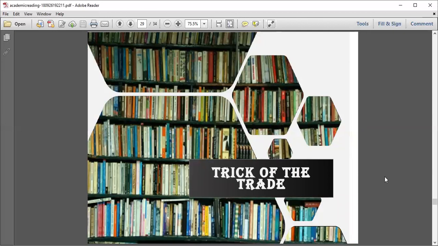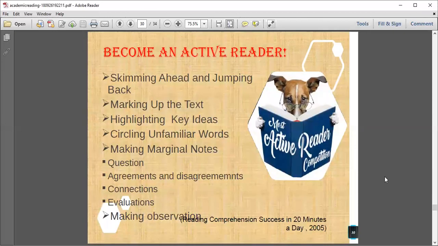Now, come to the trick of the trade. Become an active reader. How? By skimming ahead and jumping back. Become an active reader by marking up the text. Yes, by highlighting key ideas, by circling unfamiliar words, by making marginal notes. How? By writing questions, agreements and disagreements, connections and evaluations, and finally, making observations.